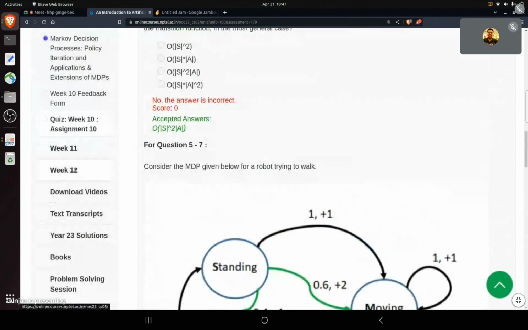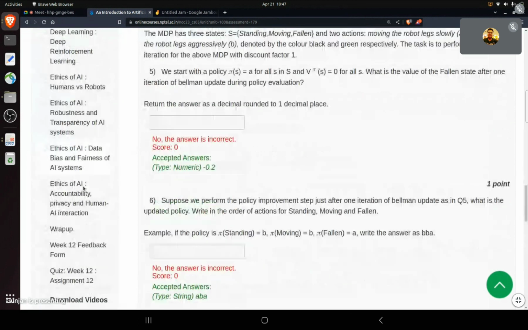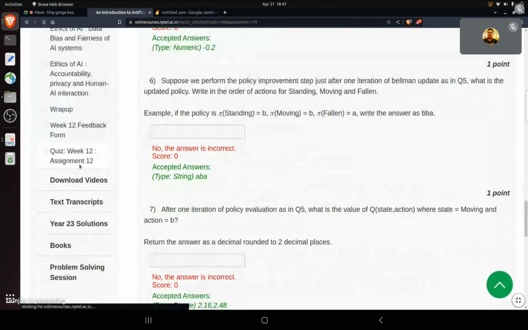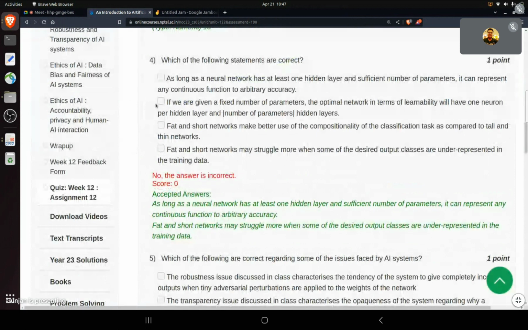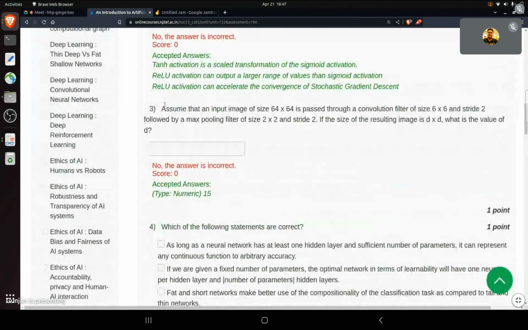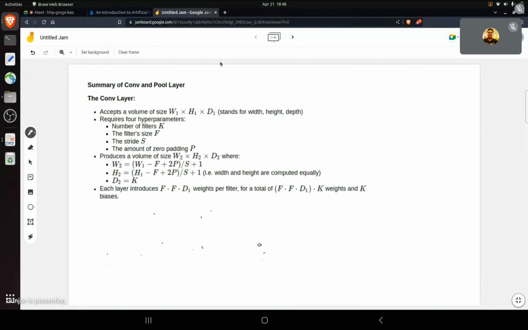Anyways, so yeah, resuming back to the question: assume that an input image of say 64 by 64 is passed through a convolution filter of say 6 by 6 and stride 2, right? So it is given that the input image is of size 64, the size of filter is 6 and the stride is 2.